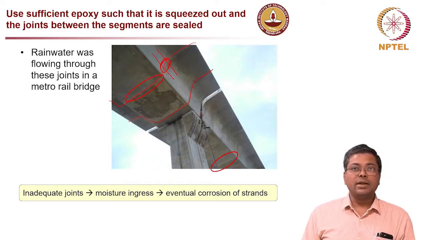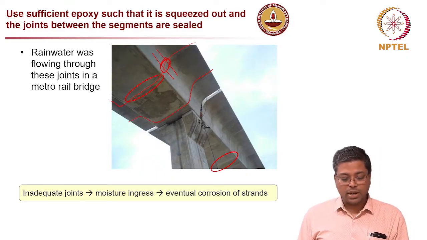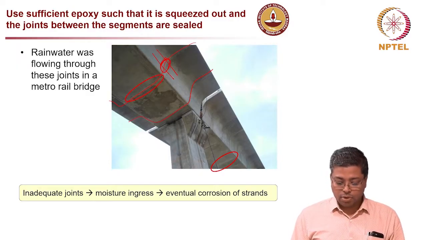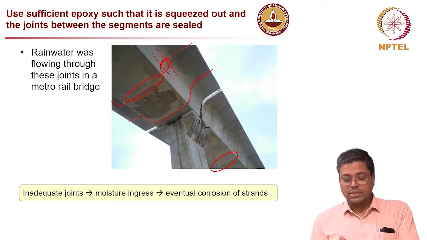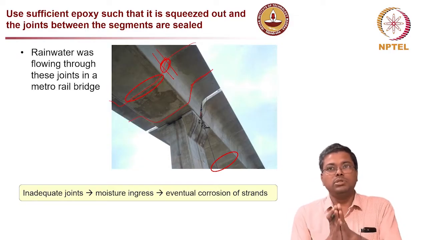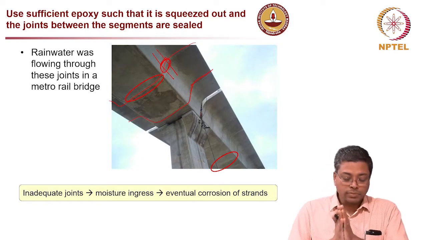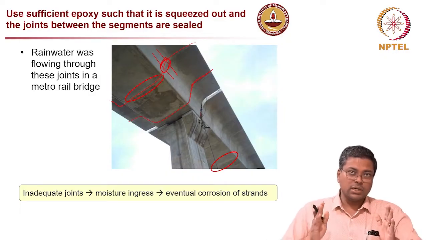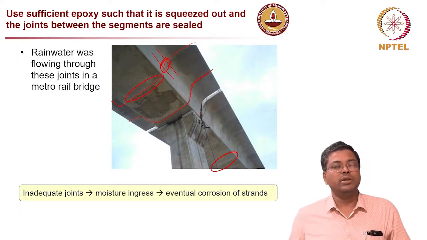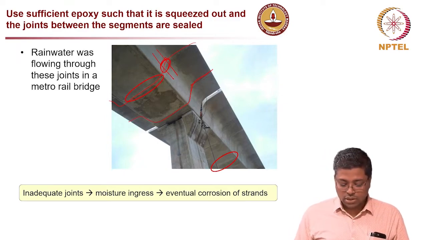So to prevent that, recently people are actually using epoxy joints. That means you put epoxy on the inside surface, or the facing surface, of both the segments, and then put them together and squeeze it. Because of pre-stressing, it will get squeezed, and it is supposed to fill the entire region and prevent the entry of moisture and oxygen.